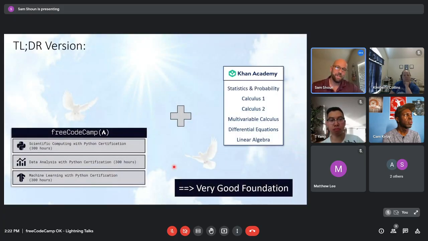Okay, so the too long didn't read version is that freeCodeCamp Python plus this Khan Academy math sequence is awesome. I kind of did the match made in heaven slide here. It's cheesy, but essentially, I think that's a great pathway to a very good foundation for data analytics.